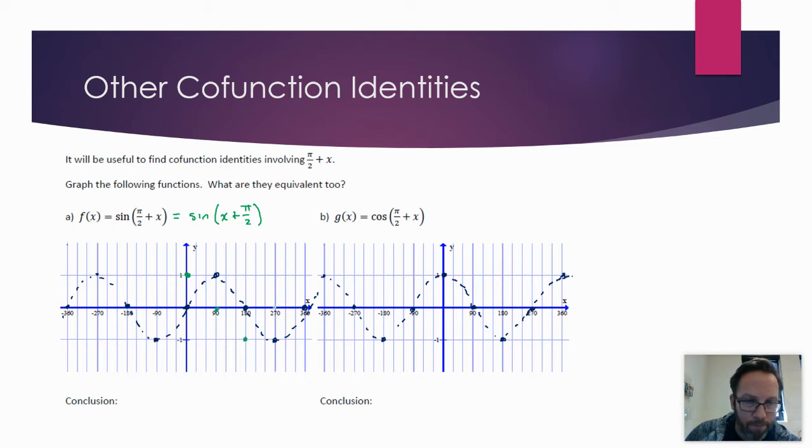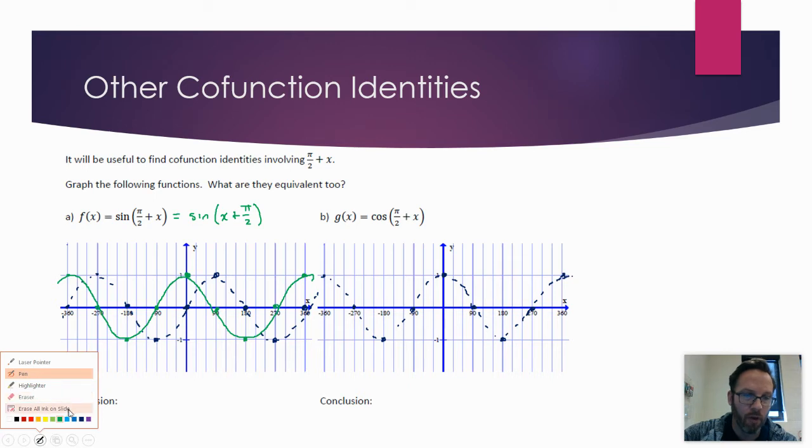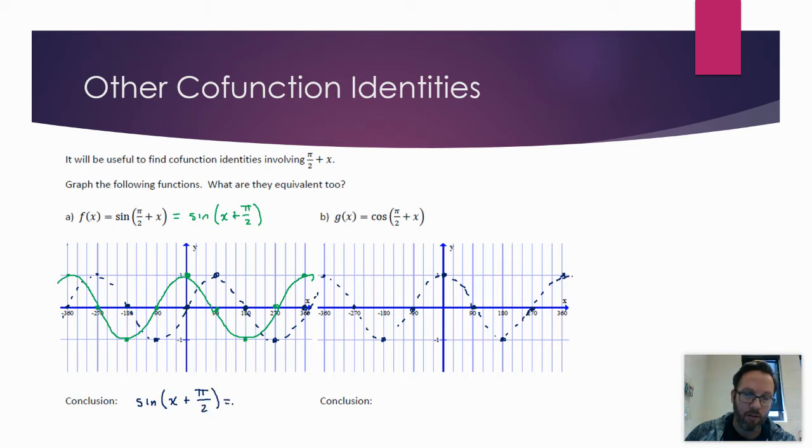Maybe you can see where this is going. Kind of neat how all this works out. Okay, so if I make the graph of sine of x plus pi over 2, I get a familiar looking graph. This is just the graph of the cosine function. It turns out we have a third cofunction identity that involves adding an angle to pi over 2. And it's this: the sine of x plus pi over 2 is just equal to cosine x. That's pretty neat. And that works for all angles.